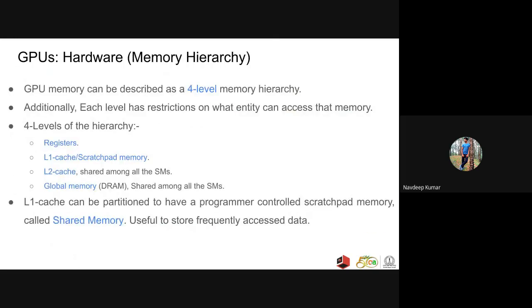The memory hierarchy can simply be abstracted into a 4-level structure. Starting from the fastest, these are the registers, then there's an L1 cache, which can also be partitioned to be a programmer-controlled scratchpad memory known as the shared memory. Then there's the L2 cache, and then there's the slowest global memory, the dynamic RAM, which is shared among all the streaming multiprocessors.